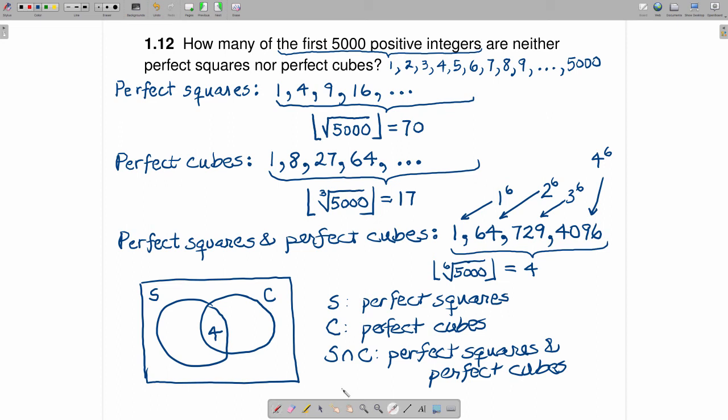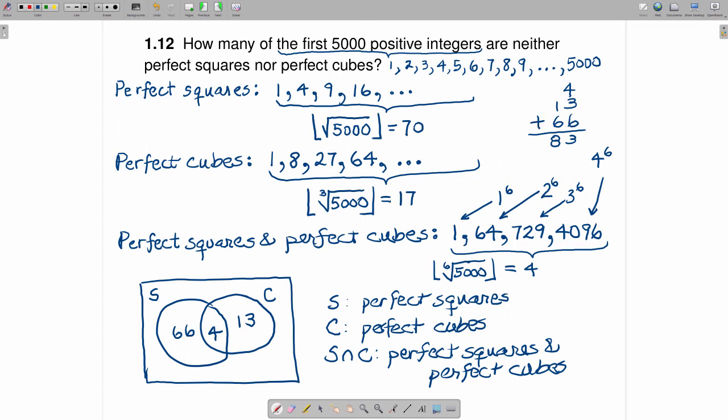Now, if there are 4 numbers here, and the total for S has to be 70, then there must be 66 that lie over here, so 66 plus 4 totals our 70. Likewise, if there are 4 here, and there are 17 total for all of C, then there must be 13 that fall here. That is, they are perfect cubes, but they are not perfect sixths. Finally, let's add those 3 numbers together: 4 plus 13 plus 66, and we get 83 when those are all added together.